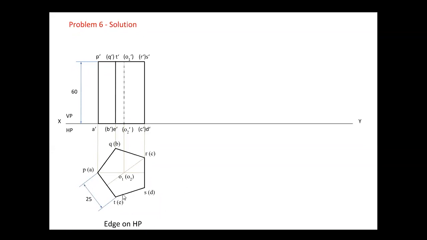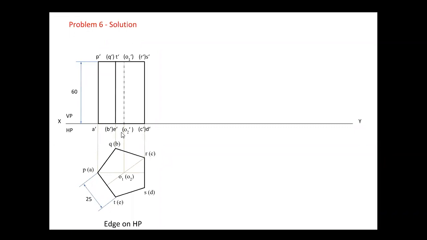I know from here, whatever the namings you do, P, T, and S can be seen from this end. So P dash, T dash, and S dash are outside the bracket, and Q, R are not seen. So Q dash and R dash are within the bracket.